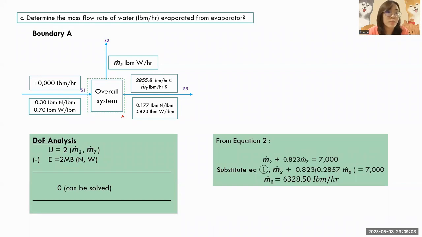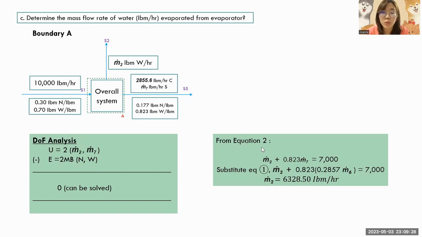For question C, determine the mass flow rate of water evaporated from the evaporator in units of pound mass per hour. Here, we also choose boundary A because by doing the DOF analysis, we found that it contains 2 unknown variables, which are M2 and M7, and 2 material balances, which are water and sodium carbonate. The degrees of freedom also equal 0, which means we can use this boundary A to solve the problem.